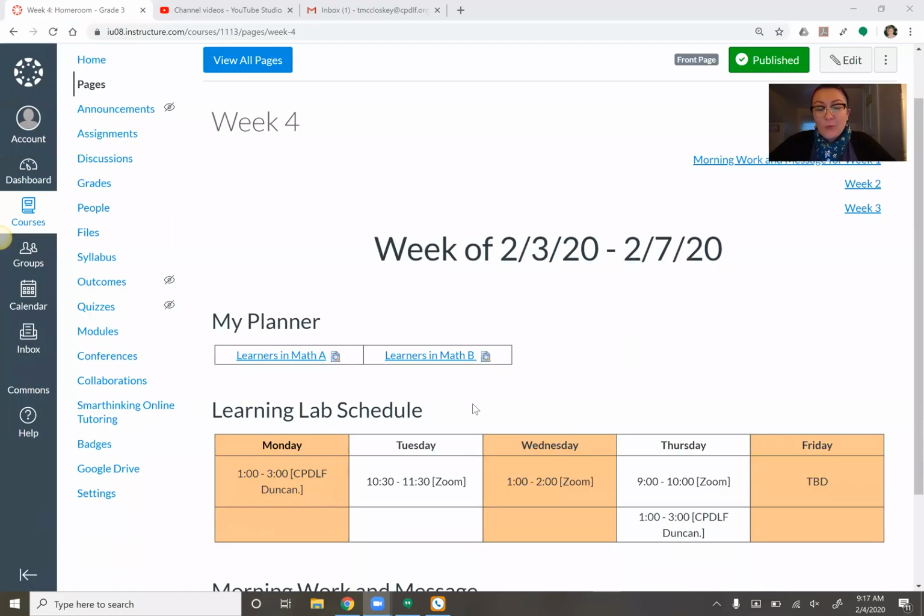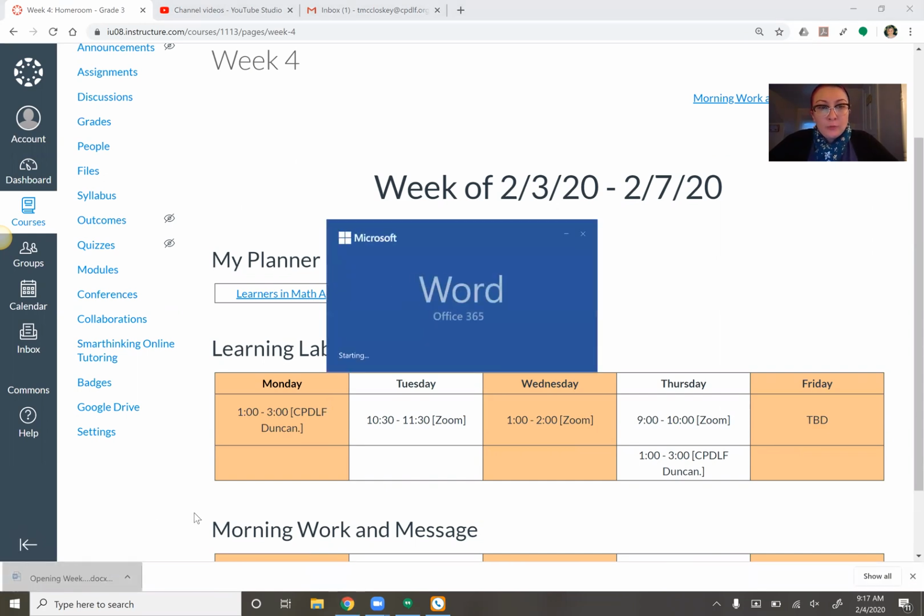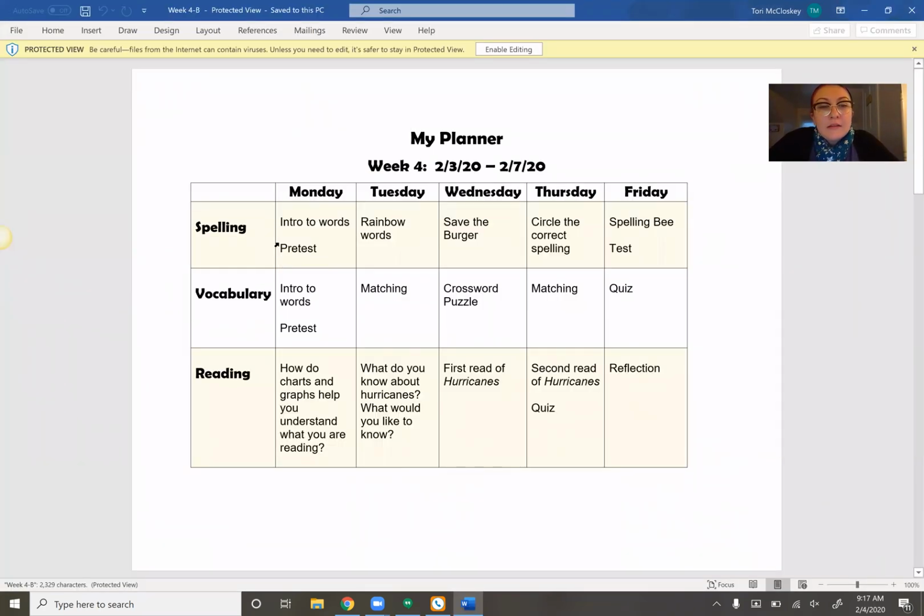Let's take a look at our agenda for the day. All right, always and forever. Homeroom first. My planner, I did A yesterday, so let's do B today. All right. Spelling, unless you were excused. Today is rainbow words or whatever spelling practice you would like to do.